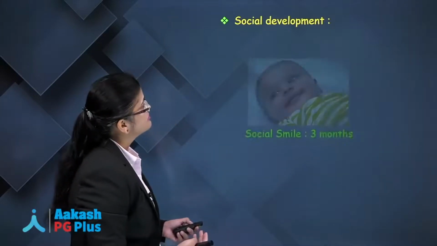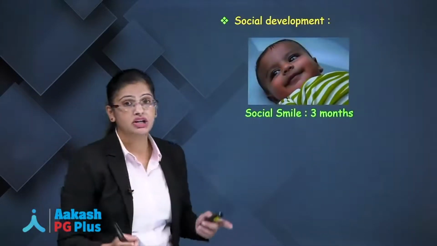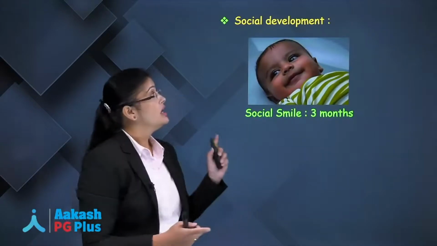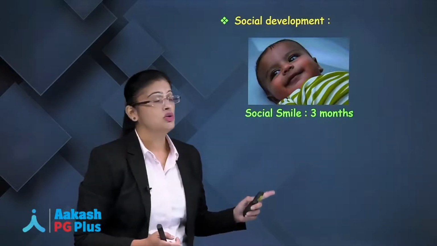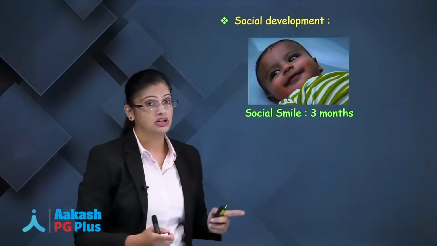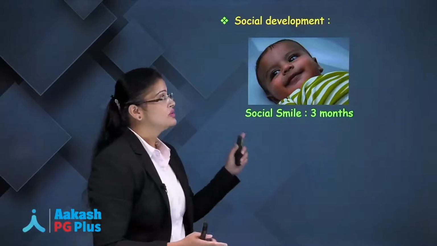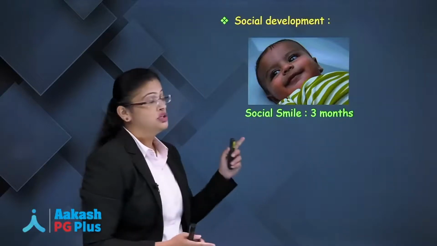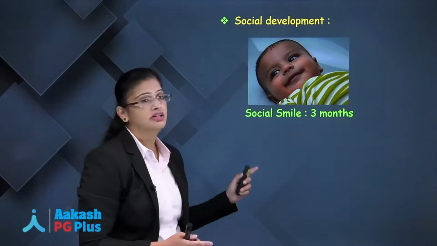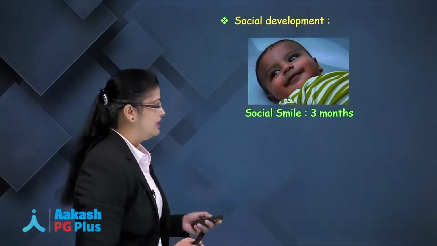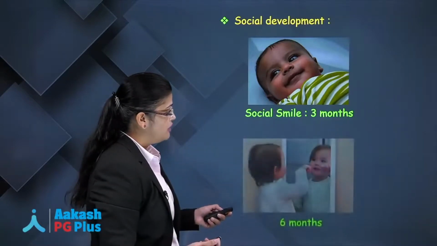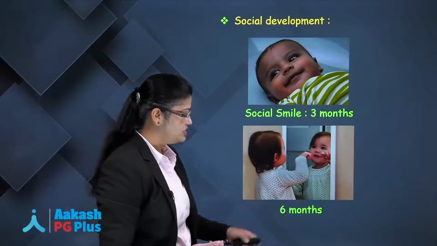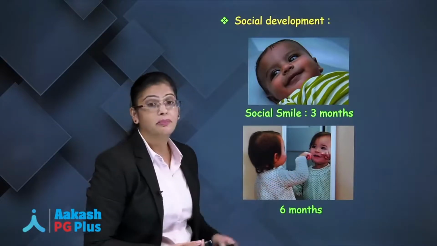Now coming on to the social development. The first major milestone that is identifiable in the social domain is the social smile, which is attained at around 8 to 12 weeks of age. This is a very important milestone that you should remember, and this is one of the major milestones which a mother can identify. So this is at around 8 to 12 weeks or around 3 months, following which at 6 months of age the child is playing with the mirror.